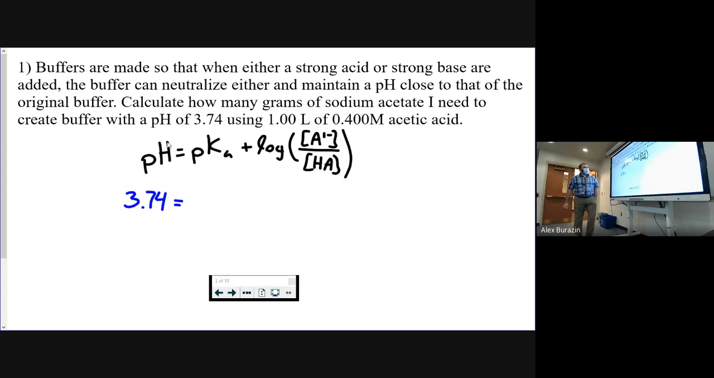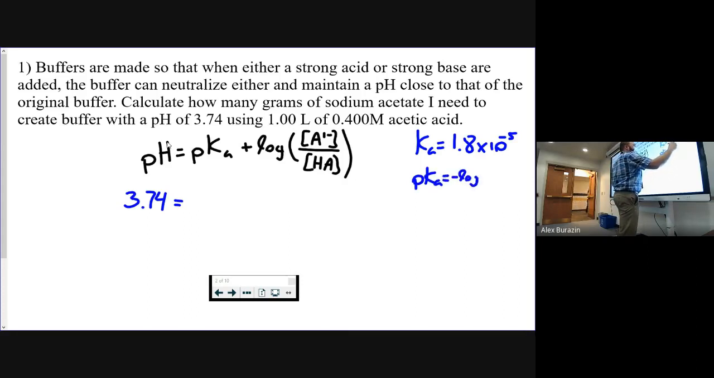Ka of acetic acid equals 1.8 times 10 to the negative fifth. If you take the negative log of that, you're going to solve for pKa. Is this the 4.75? Yeah.